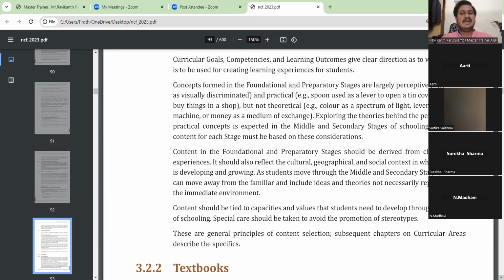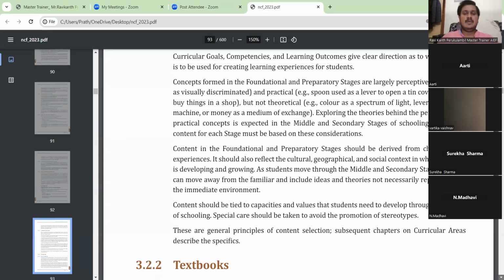As students move through the middle and secondary stages, content can move away from the familiar and include ideas and theories not necessarily represented in the immediate environment. Okay, so when we are moving from preparatory stage into middle stage and secondary stage, it can become theoretical. It need not be about the immediate environment. The very good 8 years we have used for immediate environment. Right from nursery to grade 5, we have been exploring immediate environment.